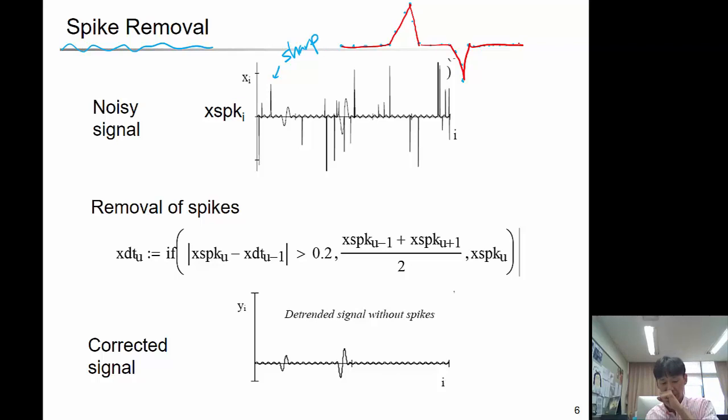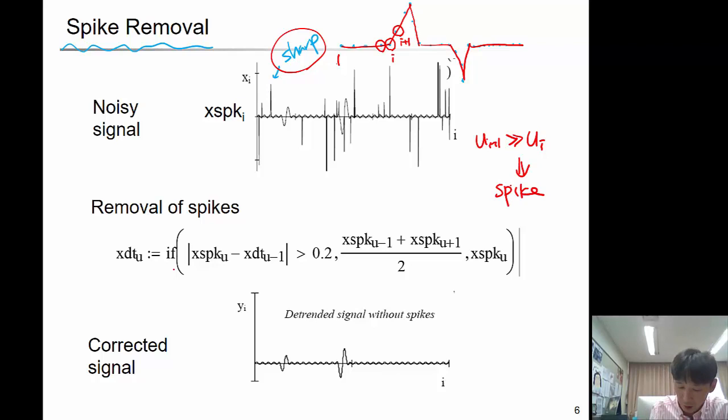This kind of impulse, like the spikes, can be removed by comparing to the previous one. For example, if the i is here, then you can compare to this one. And if the change in the amplitude is less than some value, then you can say it's not a spike. But if the next one is increasing really fast, so if this is i and i plus 1, and u i plus 1 is much, much larger than u i, then you can assume that's a spike. So you can set up a conditional statement here.